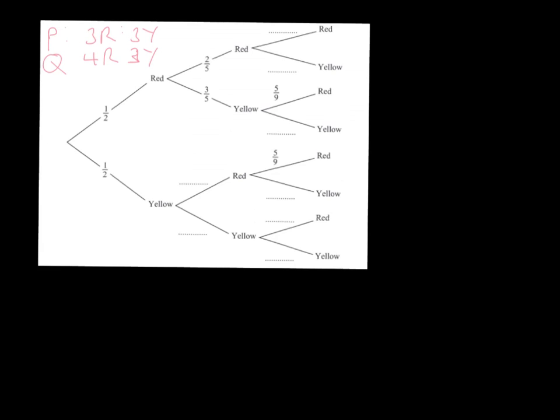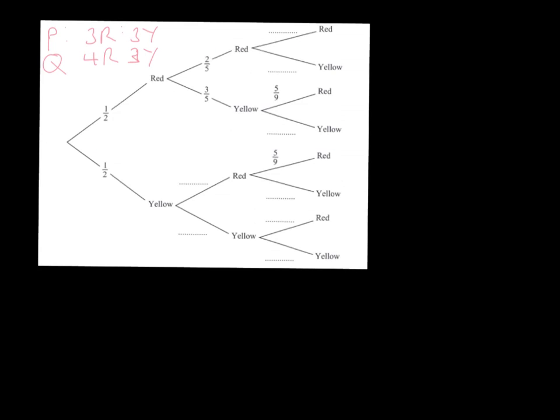In question 3, essentially you've got two bags, bag P with 3 red balls and 3 yellow balls, and bag Q with 4 red balls and 3 yellow balls. You are then told that a ball is randomly selected from bag P and put in bag Q, and then a second ball is also chosen from bag P and put into bag Q. So let's try and make sense of what on earth is going on with this diagram here.